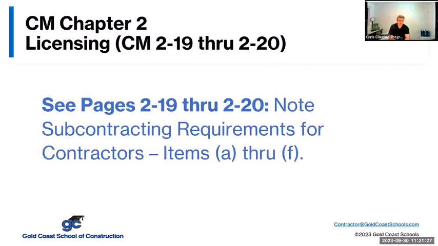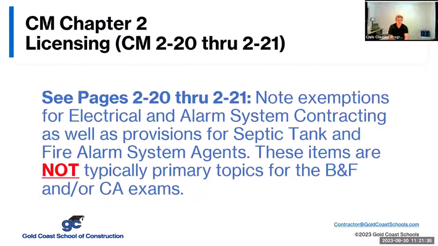So see pages 219 through 220. You're going to note the subcontracting requirements for contractors, items A through F. And see pages 220 through 221. You want to note the exemptions for electrical and alarm, as well as for the septic, but these are not typically primary topics for these exams, so I wouldn't spend too much time. Just know they're there in case they throw a random weird question at you, which they could. The state does that sometimes.